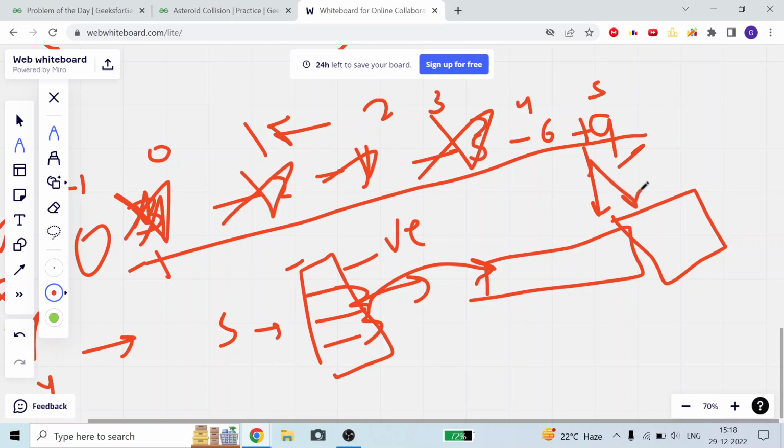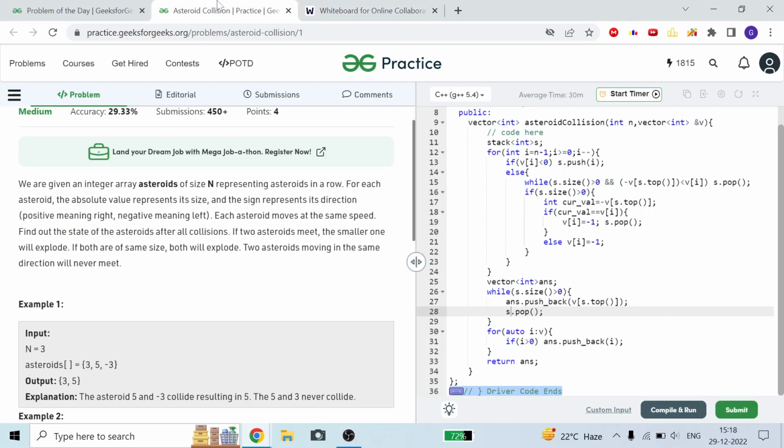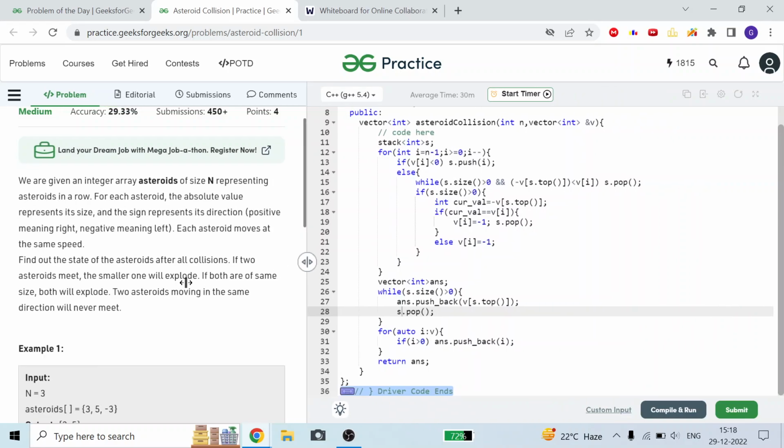So we will push back them at the end of the vector. So this is a simple approach. You may have some doubt, but just try to run it, and you can also comment out. So we'll take a stack and run a reverse loop. If v[i] is less than 0, it means it is a negative element, and all negative elements are handled by our stack.